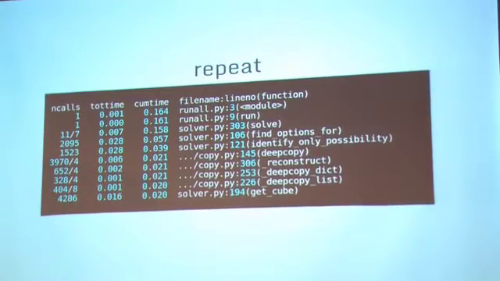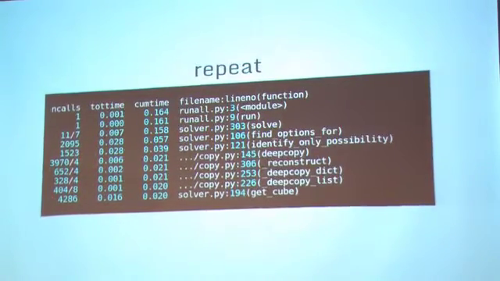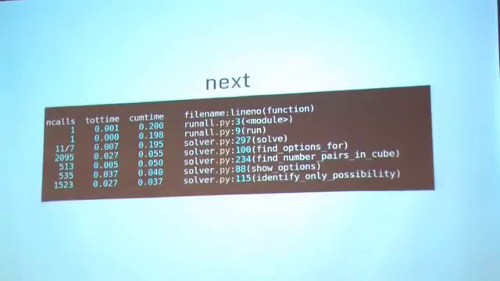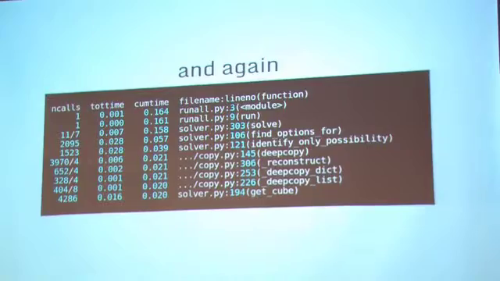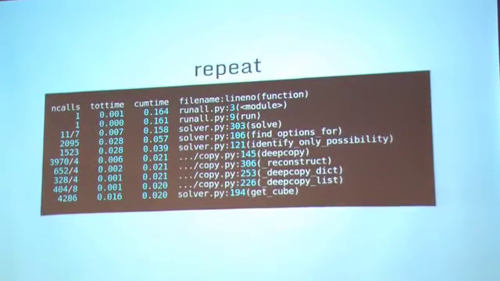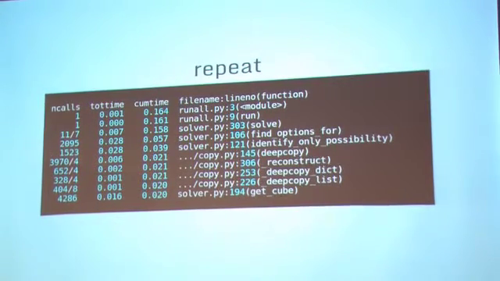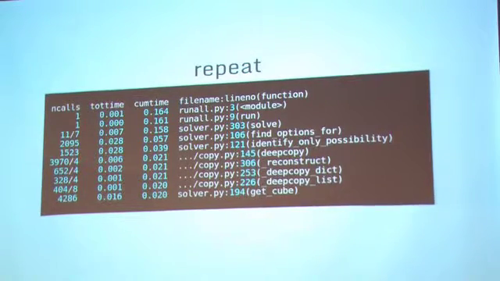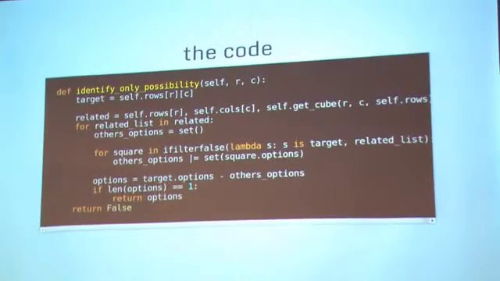Going back to the numbers, we noticed that show options is no longer on here, and find numbers in cube is also no longer on this top call. So that's a good sign. I'm going to jump down to the next one, identify only possibility. Looking at time and cumulative time again, a lot of time is spent in the function itself, with the cumulative time a small portion of it. So I'll take a look at the code.